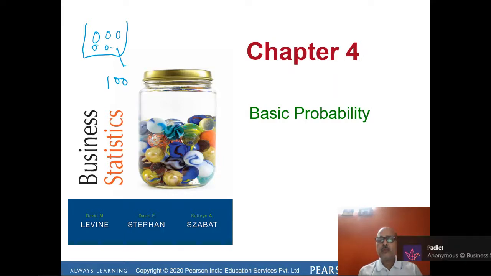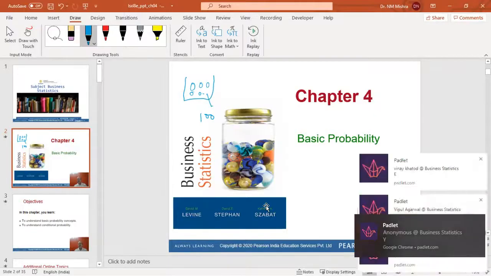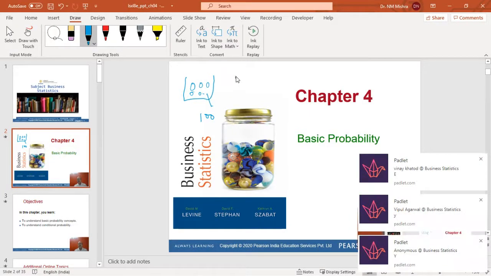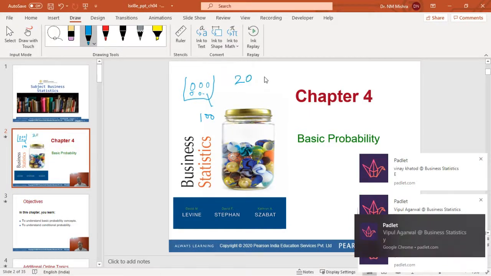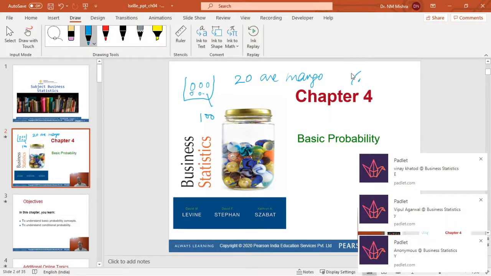Now, suppose you have 100 fruits here. Out of these 100, 20 are mango. All of you can see now. So, what percentage of fruits in this basket are mango? You can easily see 20%.